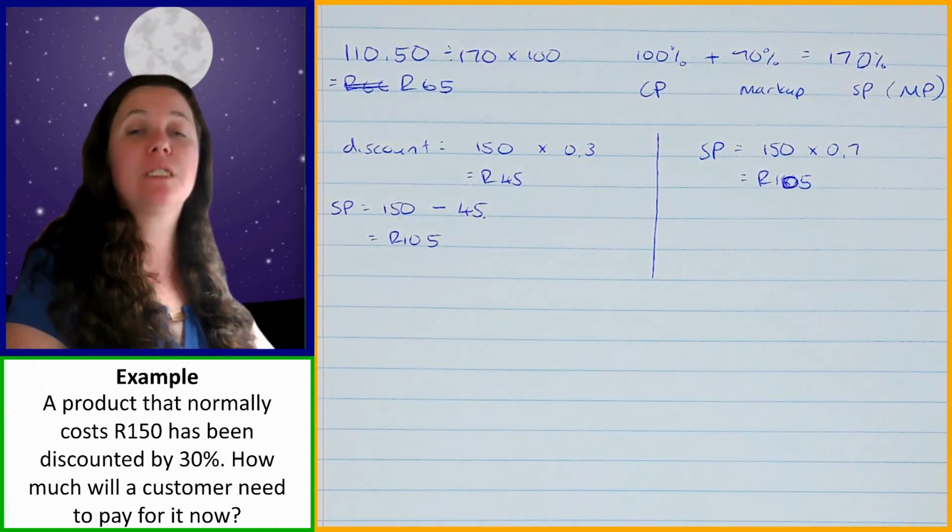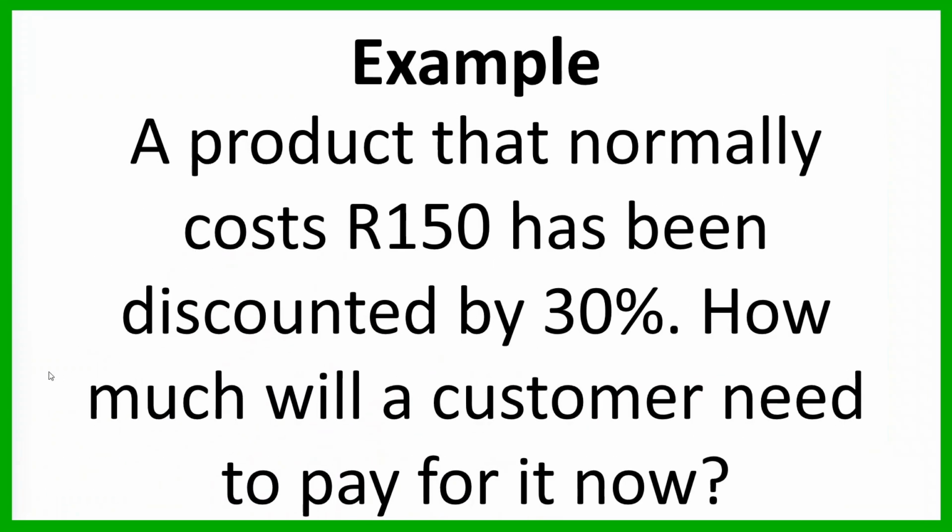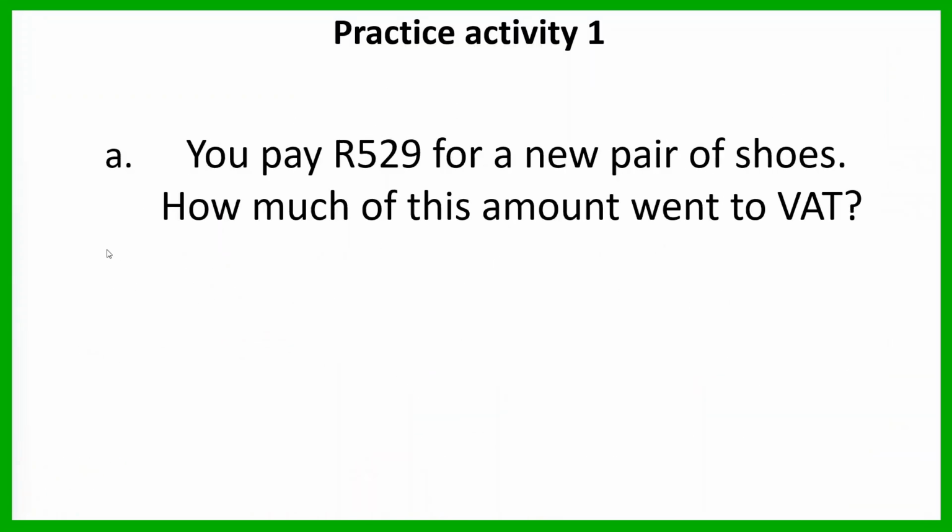Okay, so now you're going to do some for yourself. The first question you're going to do for yourself is this one over here. Okay, so in this question, it says you pay 529 Rand for a new pair of shoes. How much of this amount went to VAT? So remember, VAT in South Africa is calculated as 15% of the selling price. Now the amount that you pay is the amount including VAT. So you need to take that into consideration. What you are doing is you wanting to work out how much of the 529 Rand was VAT. Okay, so I'm going to give you 1 minute to work on this question.